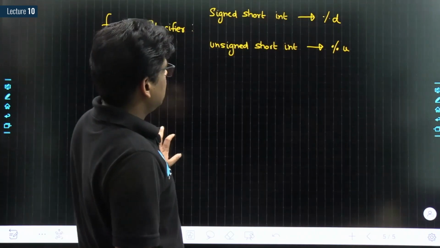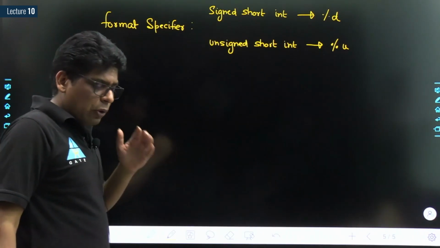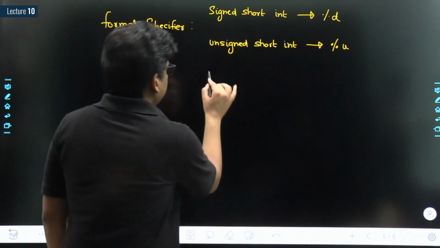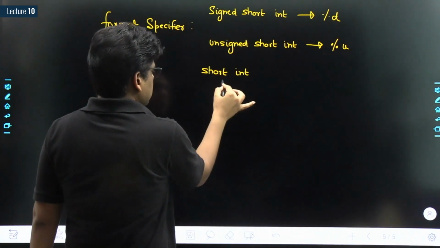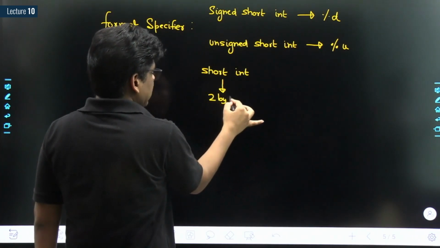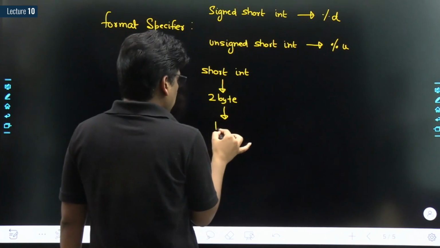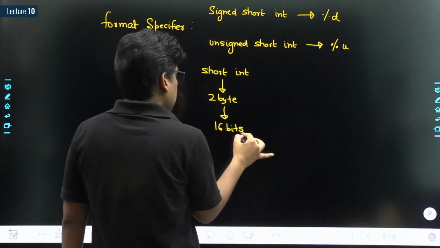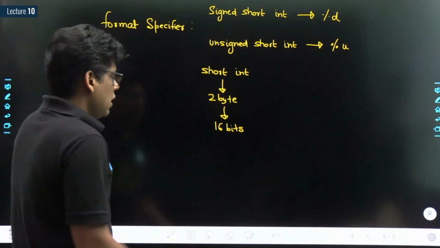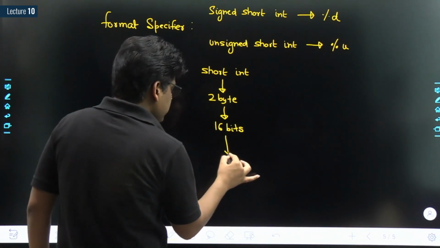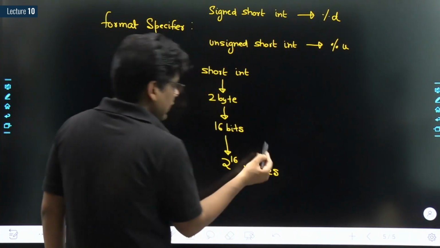Then, sir, let us try to figure out how things are working from the point of view of memory. Sir, when we talked about short int, how much memory is occupied? 2 bytes. I am assuming that it is 2 bytes. That means overall 16 bits are allocated for any short integer data type. Sir, how many possible values can we create from 16 bits? 2 to the power 16 possible values can be created.